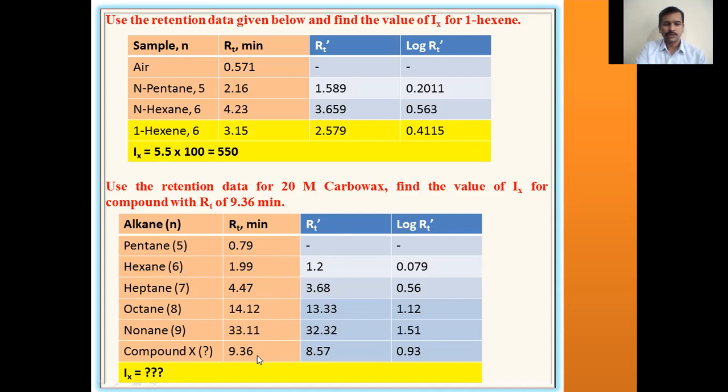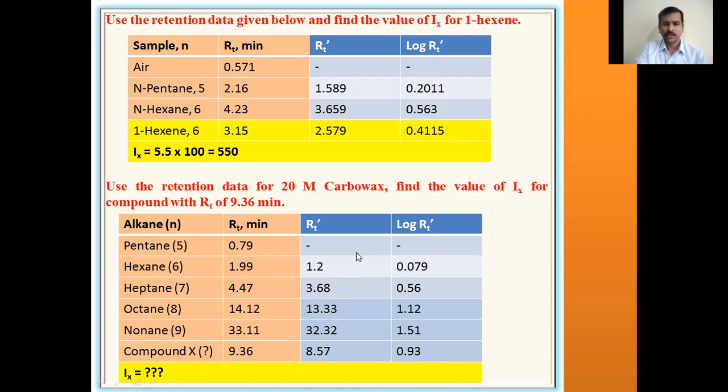Unknown compound was eluted at 9.36 minutes, RT dash will be 8.57. That is 1.99 minus 0.79, you will get 1.2. 4.47 minus 0.79, you will get 3.68, etc. So log of RT dash, you will get 0.93 for unknown compound. So by using Kovats retention index calculation method by graphical way, you can calculate the retention index.